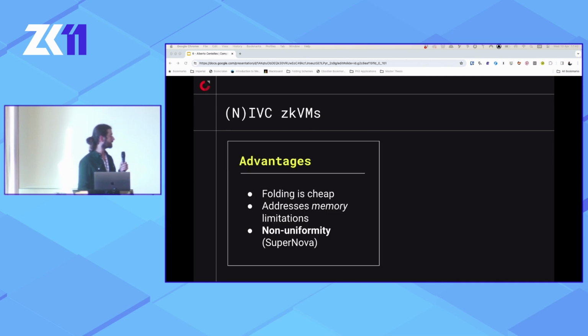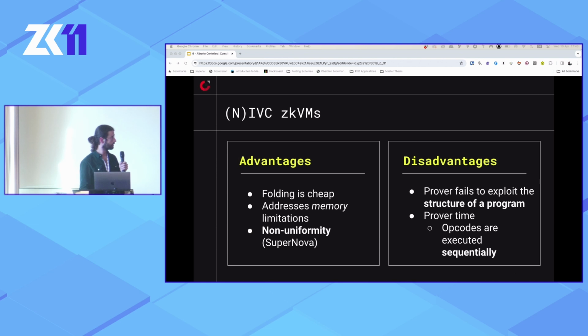Okay, so the advantage is that folding is cheap because this is the only work that the verifier is now doing. It addresses the memory limitations that we were seeing in previous approaches, in which there was this huge ZKVM that was impractical for large programs. And now we also have non-uniformity, allowing us to have some practical use case for ZKVMs, because we only pay the price for each of the instructions and not for the whole set of instructions.